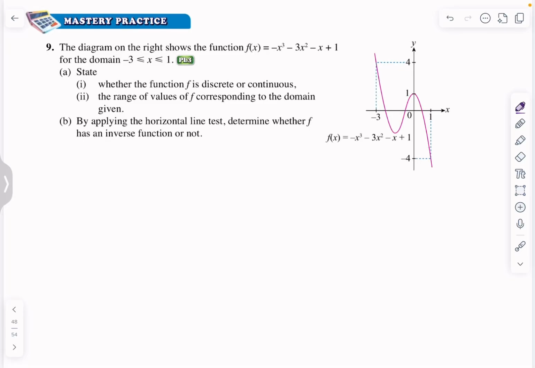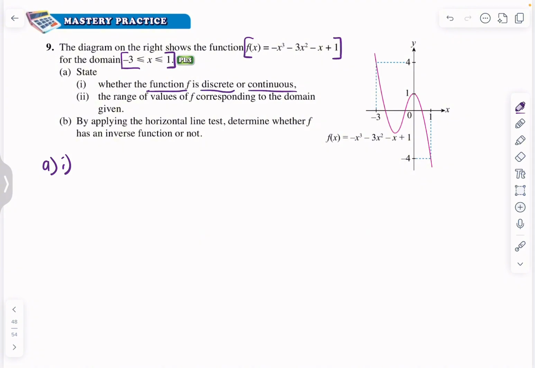Question 9. The diagram on the right shows this function. This is a cubic function for this domain. State A1: state whether the function f is discrete or continuous.